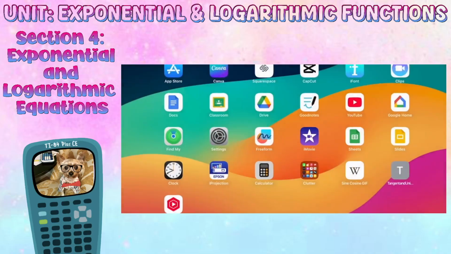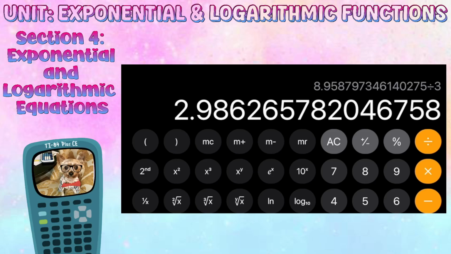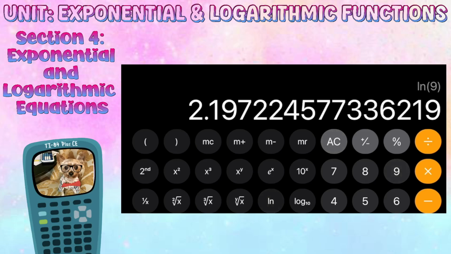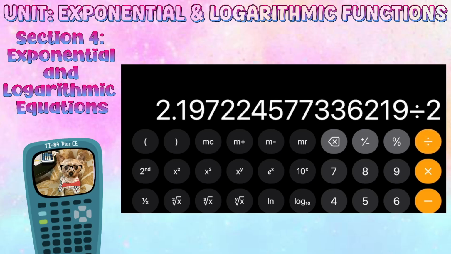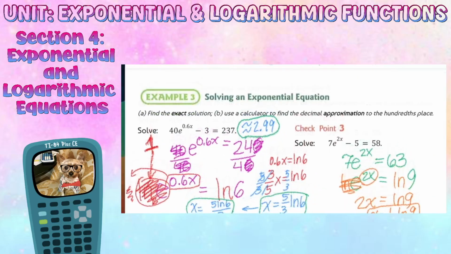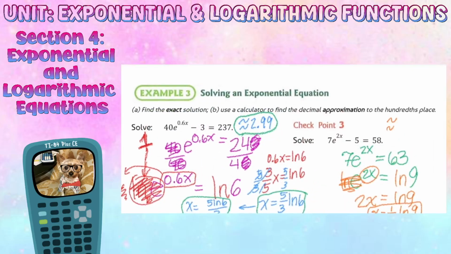And if I take a peek at the calculator, 9 natural log, enter, divided by 2 is 1.09. Rounding to the hundredths place, you write that as 1.10. So my approximate solution is 1.10. There you have it. That is the end of that example.